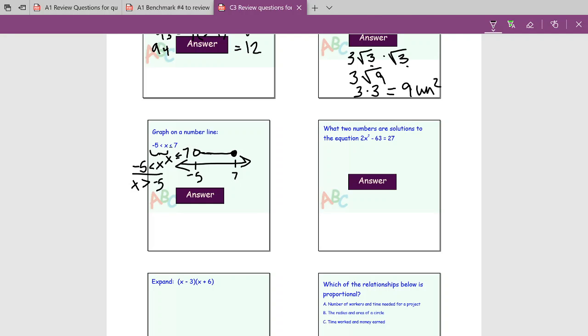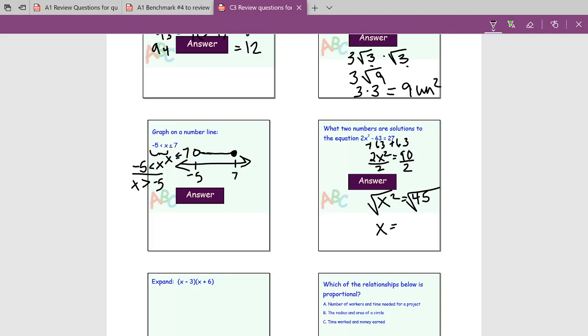All right, what two numbers are the solutions to the equation? Well, I need to get x by itself. So in this case, I'm going to add 63 to each side and get 2x squared is equal to 90. Let's see, yep, 90. And then I divide by 2, and I get x squared is equal to 45, and then I take the square root of each side.